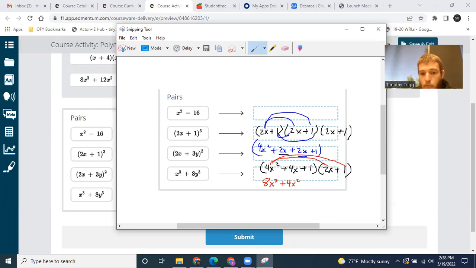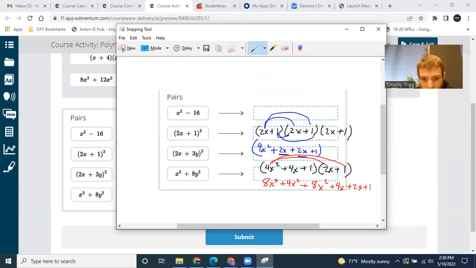Then we're going to multiply the 4x times each of these. So 4x times 2x is 8x squared. 4x times 1 is 4x. Then we multiply the 1 times each of these. So plus 2x plus 1. Combine like terms here to find our answer.